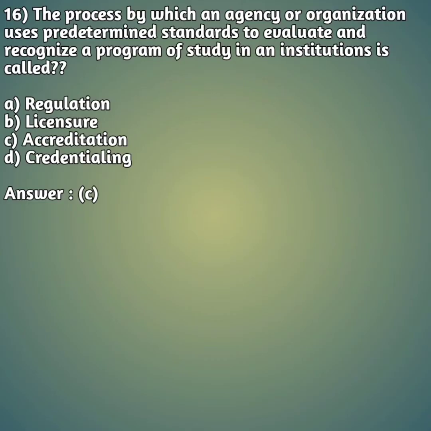So friends, our 16th question is: the process by which an agency or organization uses predetermined standards to evaluate and recognize a program of safety in an institution is called option A regulation, option B licensure, option C accreditation and option D credentialing. So the right answer is option C. Accreditation is a must for any agency or organization, right? So option C, accreditation, is the right answer.